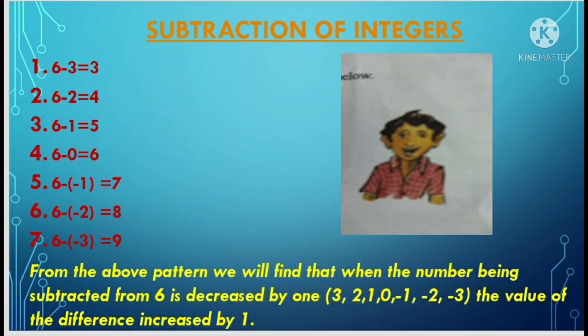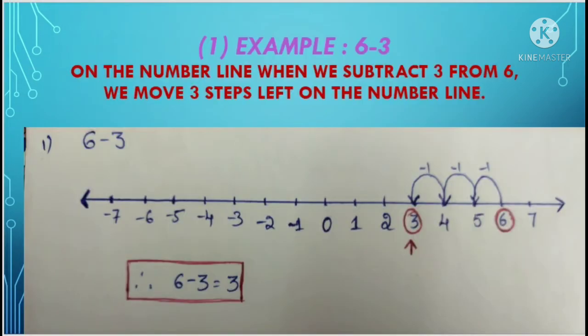Observing the above pattern, we find that when the number being subtracted from 6 is decreased by 1, going 3, 2, 1, 0, minus 1, the value of the difference increases by 1. The number subtracted from 6 is decreased by 1, and the answer increases by 1. This is the pattern of subtraction of integers.